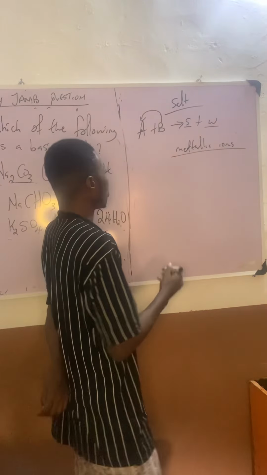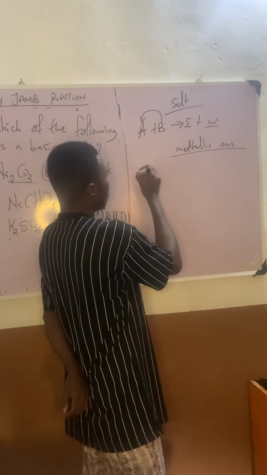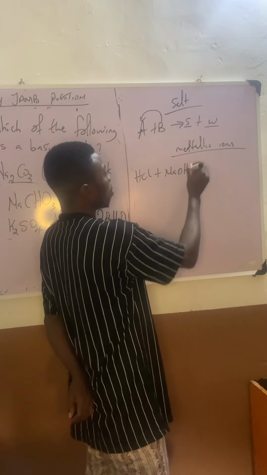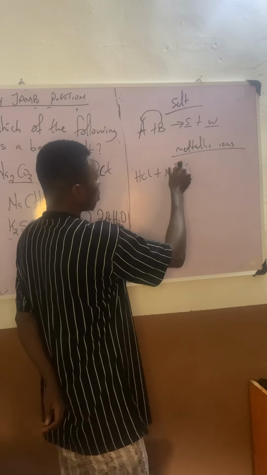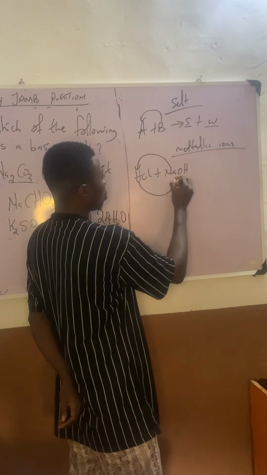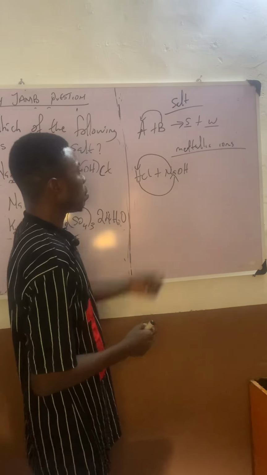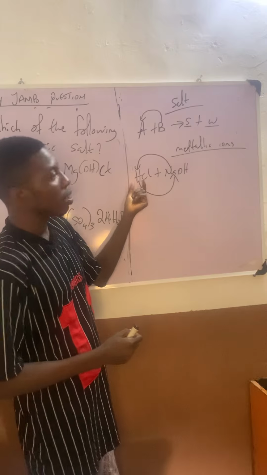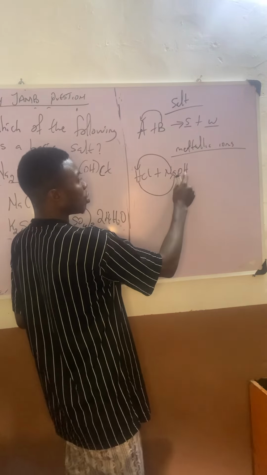Now let me give you an example. We have HCl. HCl here is an acid reacting with NaOH. What is going to happen here is that the sodium will come and replace the hydrogen, while the hydrogen replaces the sodium. When this sodium replaces the hydrogen, it's going to form a salt.